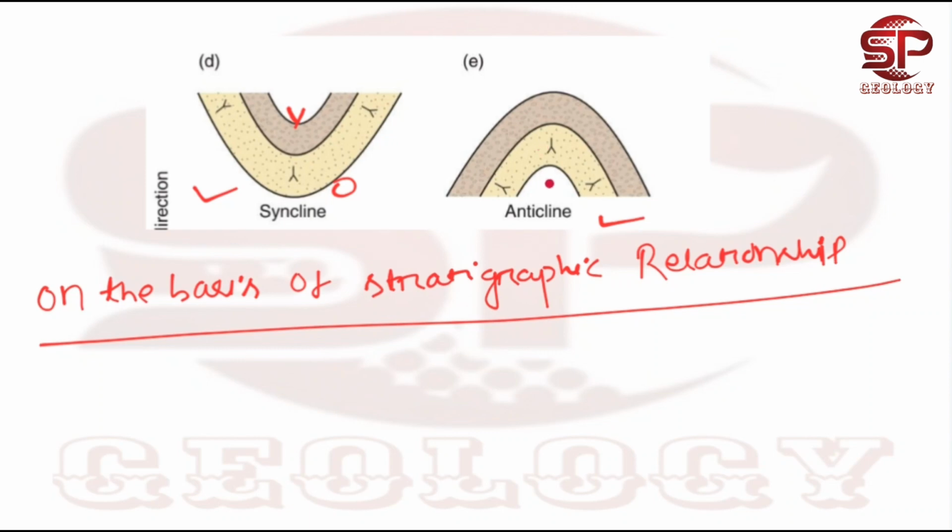In an anticline, you will get older rock at the core and younger rock at the periphery. The shapes are called synform and antiform, but mostly folds are defined on the basis of stratigraphic relationship. Whatever the shape, if you find younger rock at the core, it will be a syncline. If you find older rock at the core, it will be an anticline.